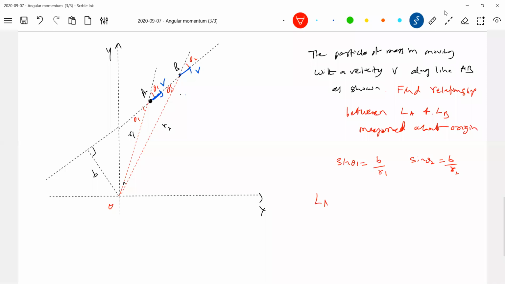So how do you define it now? LAOZ should be like this: angular momentum of the particle at A about the axis passing through O and perpendicular to the plane. This should be equal to how much? M R1 bar cross V1 bar. So M R1 V1 sine theta 1. What is R1 sine theta 1? It's B.